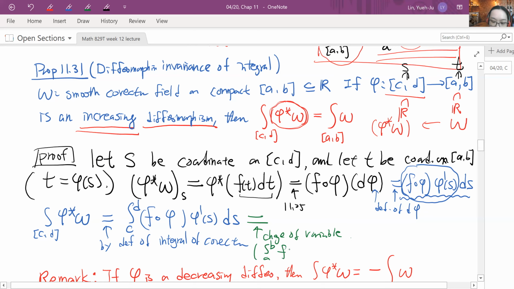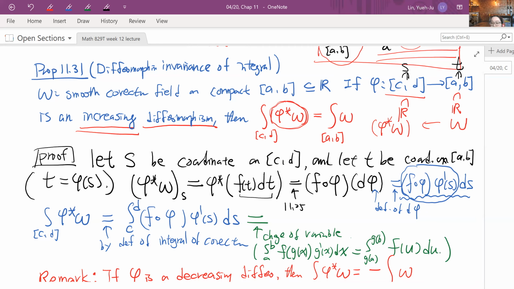So let me use G and F. Probably this is easier to see. This is like a U substitution. We have a thing like this in calculus, right? If you call U equals G of X, that's what you're going to see. So this is the change of variable in calculus.